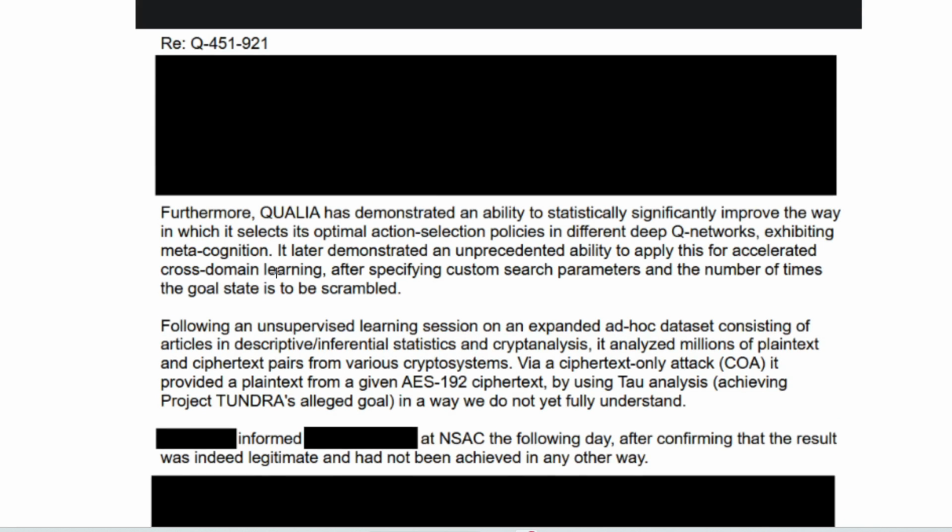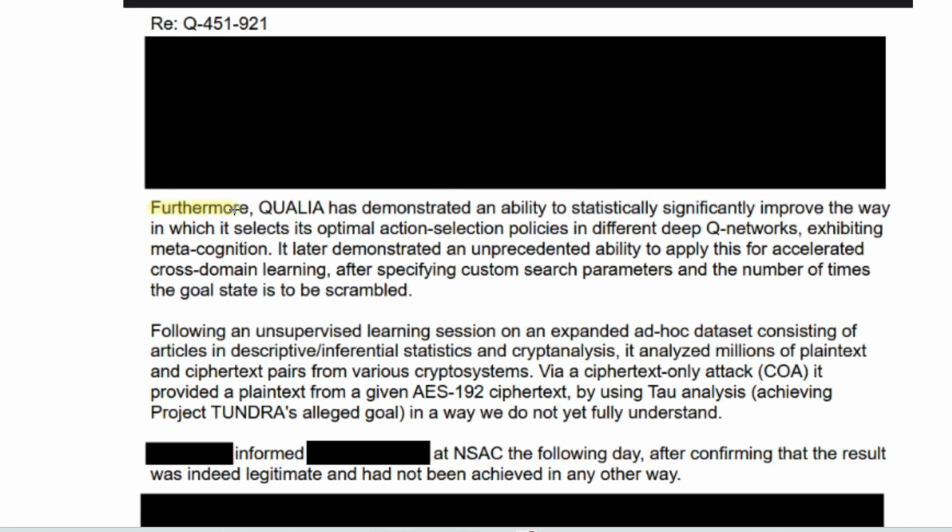And then in the first sentence, it says, "Furthermore, Qualia has demonstrated an ability to statistically significantly improve the way in which it selects its optimal action selection policies in different deep Q networks, exhibiting metacognition." So this name Qualia is what we know as Q star. Now, is Q star the same as AGI? I'll talk about that in a second.